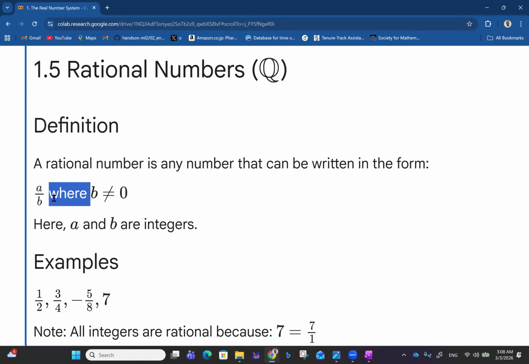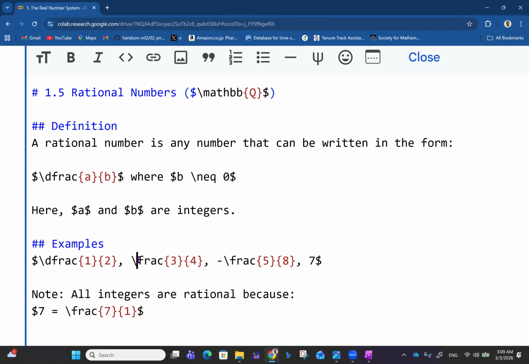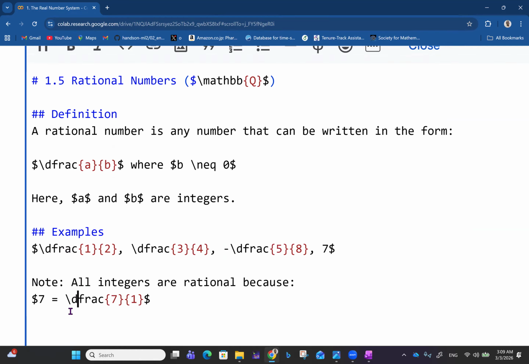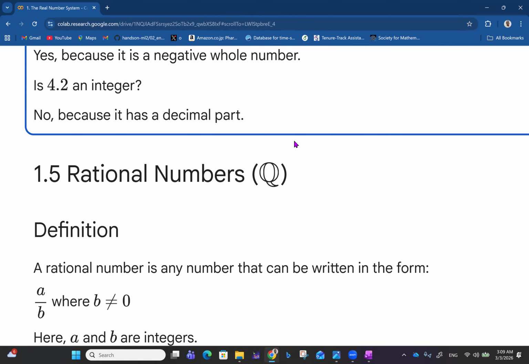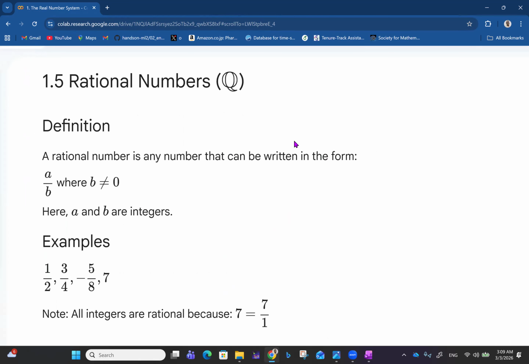Okay, it can be written in the form a over b, where b is not equal to 0. I'm just adding this d to make the fractions bolder and more appealing to the eyes, if you like. That's what I'm doing. It's not necessary to do, but I just like to do that. So you can see the a over b is bigger now. So we're dealing with rational numbers.